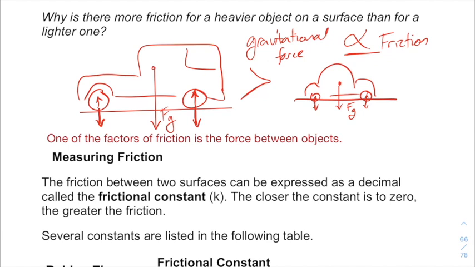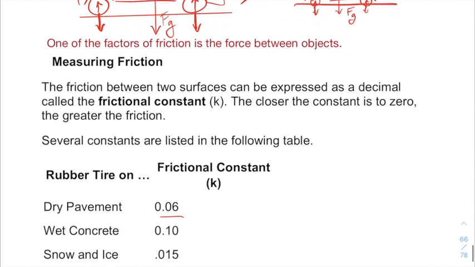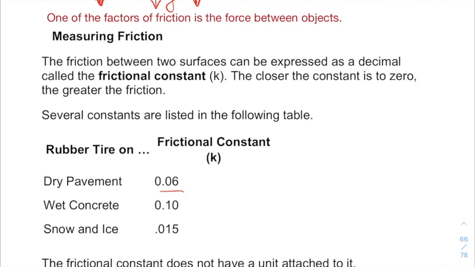Measuring friction. The friction between two surfaces can be expressed as a decimal called the frictional constant. The closer the constant is to 0, the greater the friction. Several constants are listed in the following table. A rubber tire on dry pavement has a frictional constant of 0.06. So that's pretty good, that's very close to 0. If you compare that to wet concrete, so after a rain, the number is 0.10.